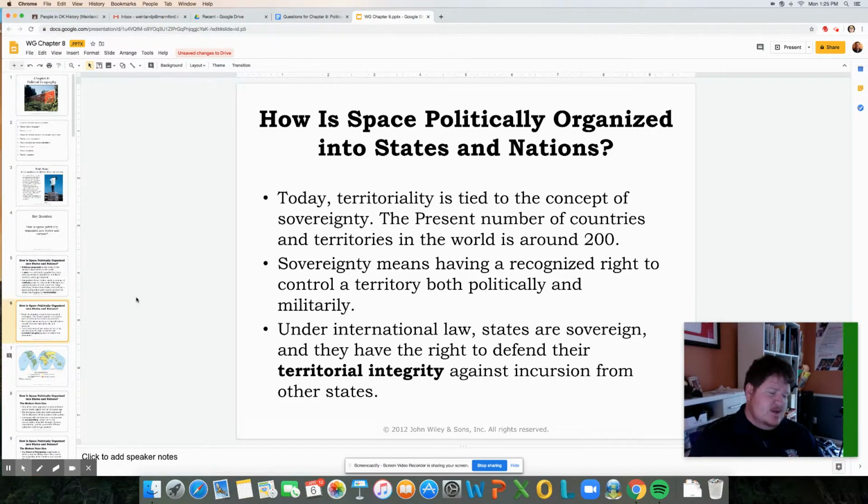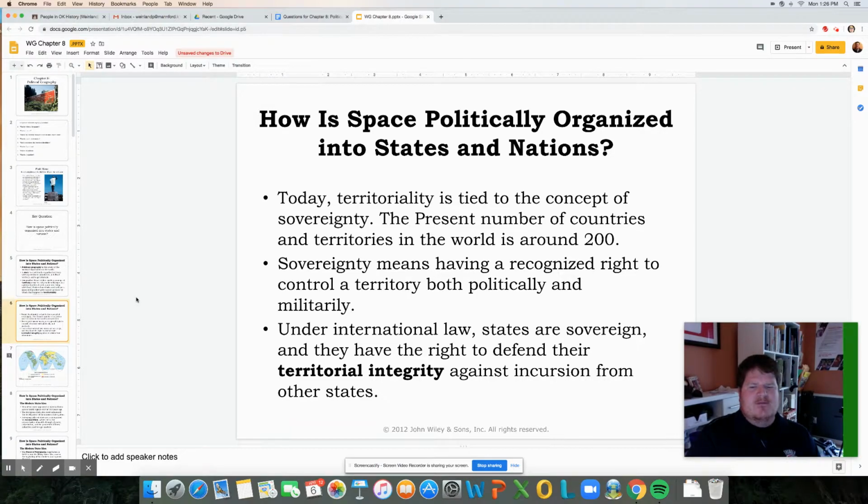For example, the United States controls Puerto Rico. And Puerto Rico can compete as its own little entity or territory in the Olympics if it qualifies for certain sports, but it's still a part of the United States.